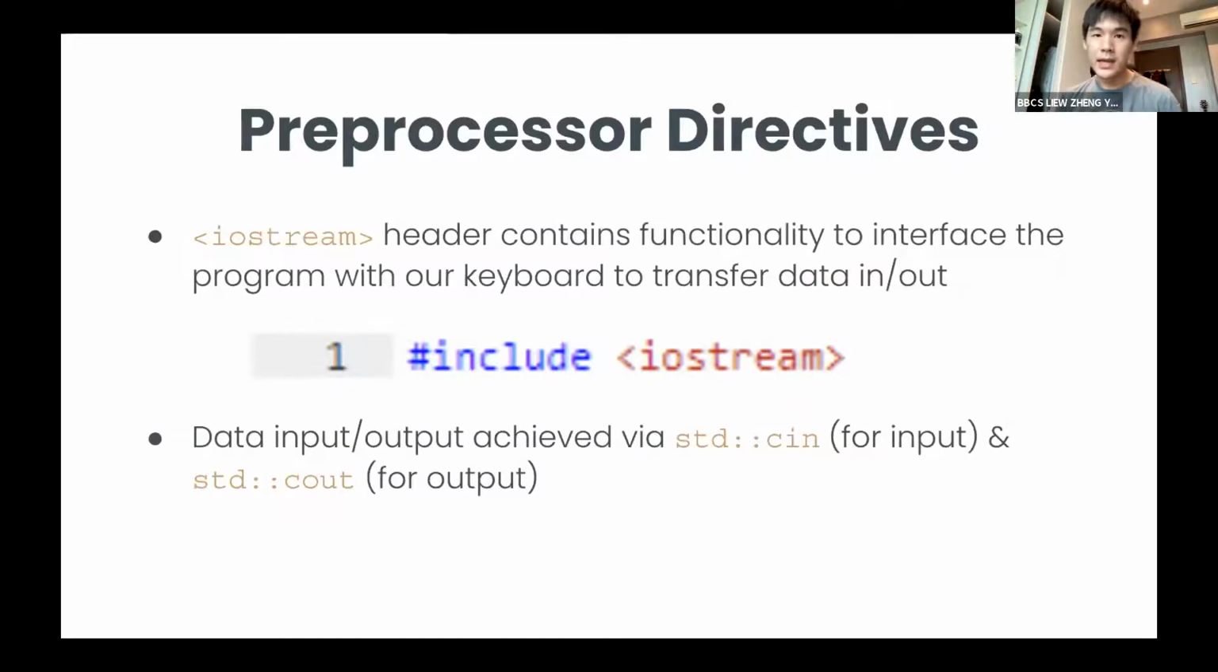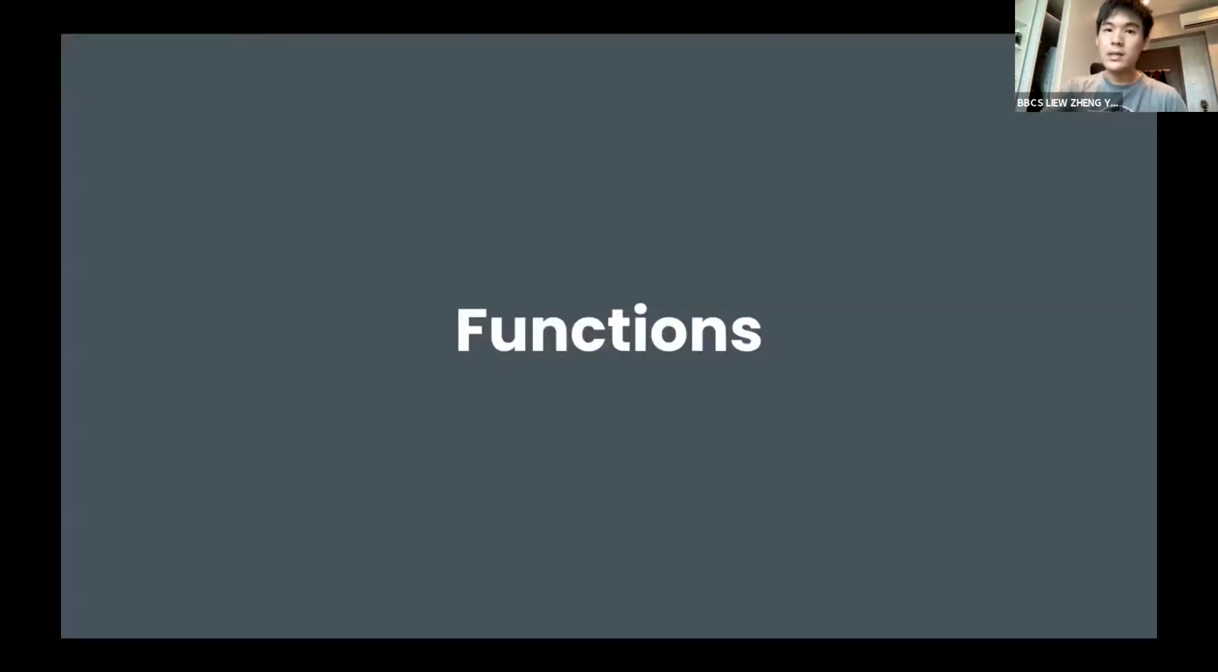Anyway, things like the iostream header contain everything we need to interface with our applications using our keyboards, which allows us to get data into and out of our application. This is accomplished through the standard namespace cin and cout objects. We will touch on cin and cout in a second, so don't worry too much about that. So let's talk a bit about functions.